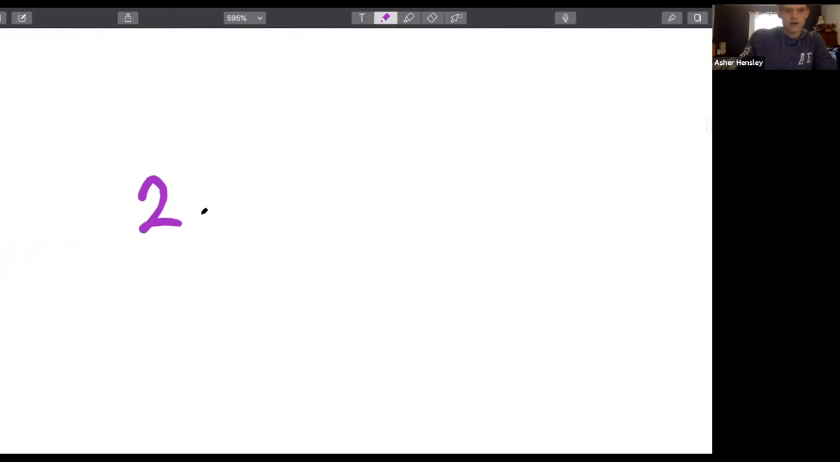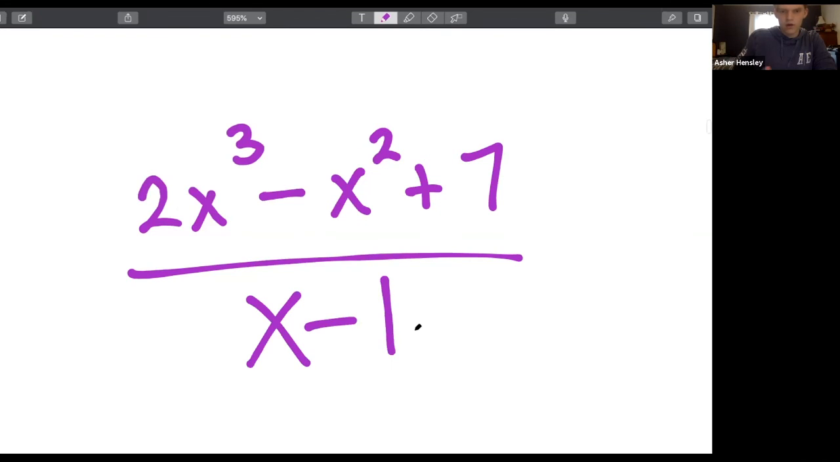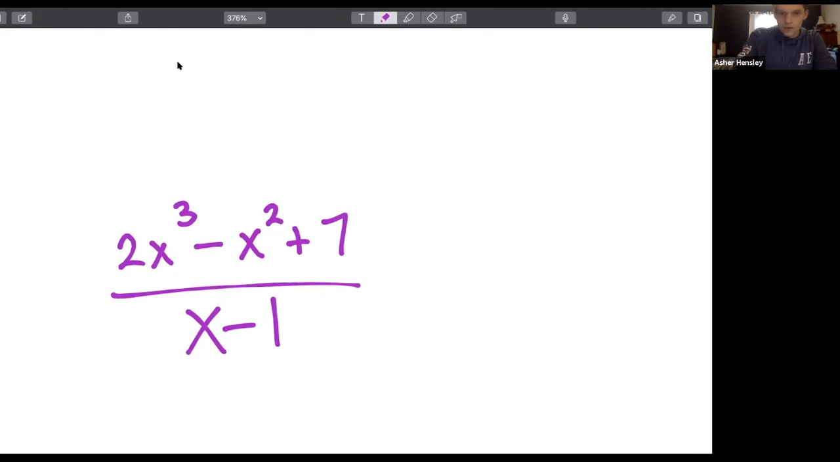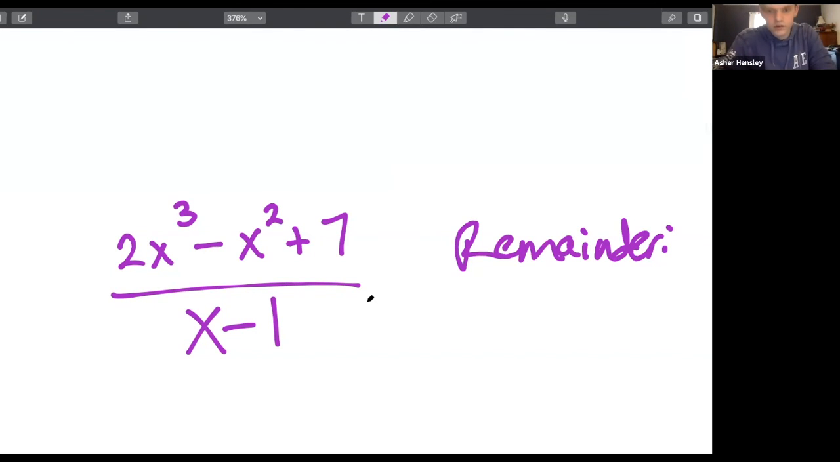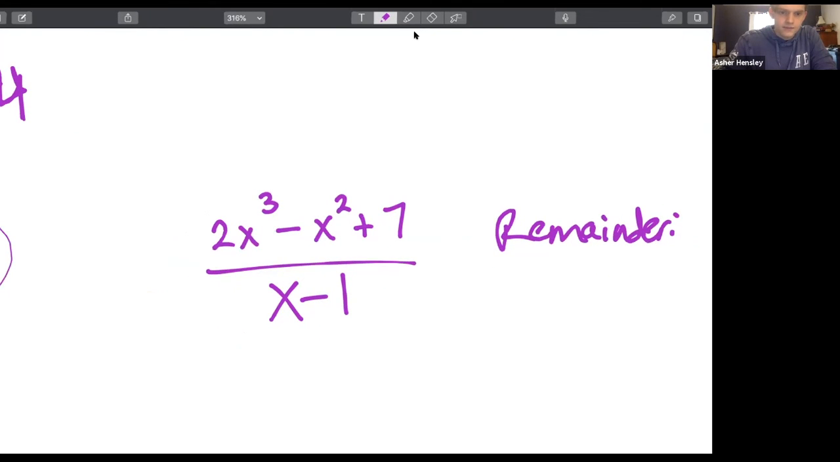Then if I have 2x cubed minus x squared plus 7, and I'm dividing that by x minus 1, what is my remainder? Private message me. And once you all give me a remainder, we can pack up. I'll tell you your homework and we can just bounce. So what's our remainder, you guys?